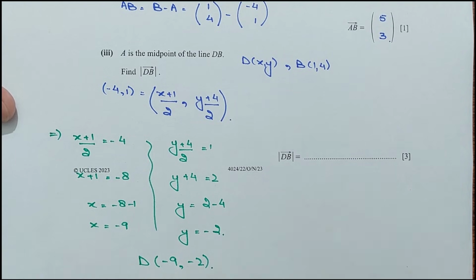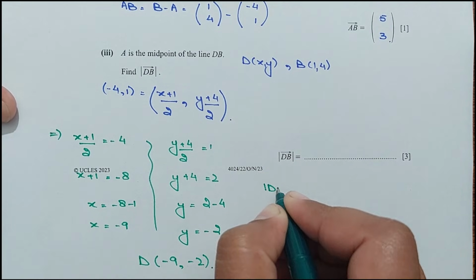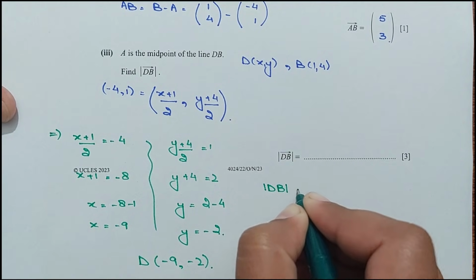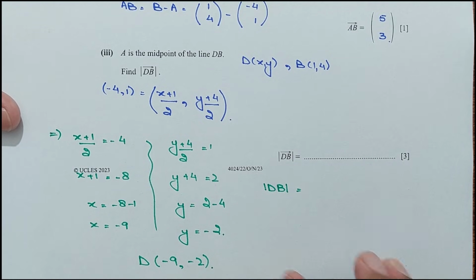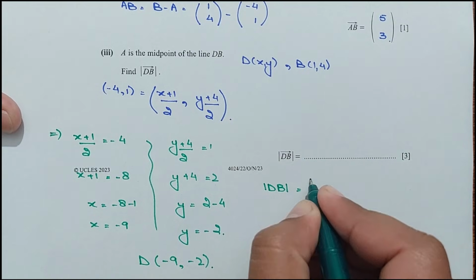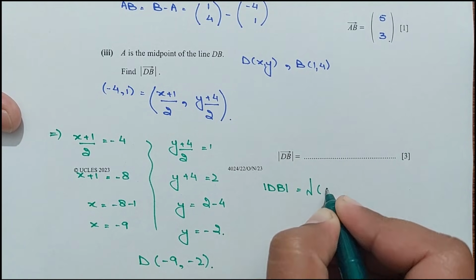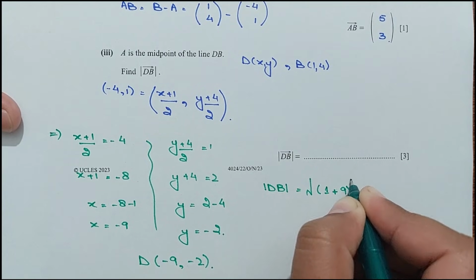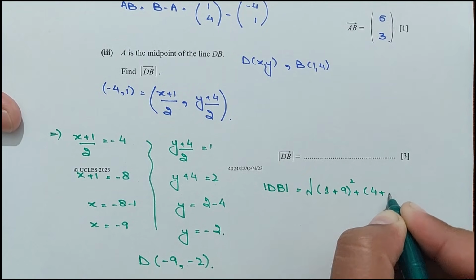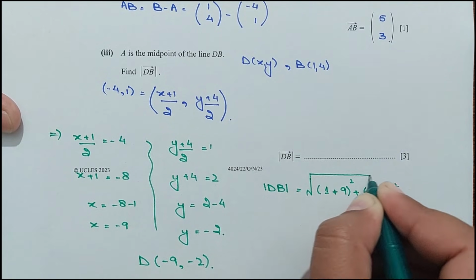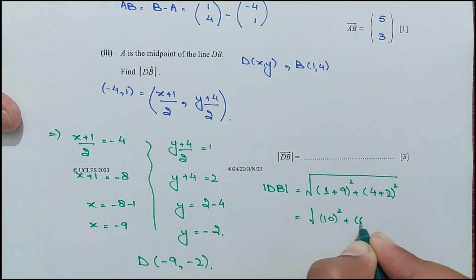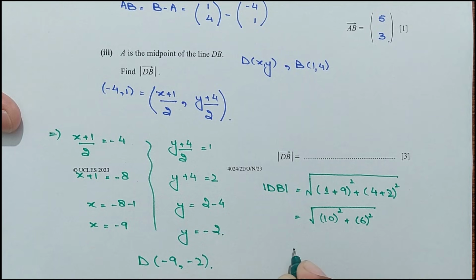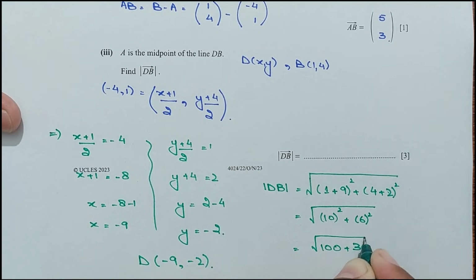Now we have to solve for the magnitude of DB. Magnitude of DB, right? This is B and this would be D. Right, so x2 minus x1. x2 is this and x1 is this. Square root of x2, the B components, x2 minus x1 whole square plus y2 minus y1 whole square. This would be 10 square and this would be 6 square. 10 square is 100 and 6 square would be 36. So it's square root of 136.